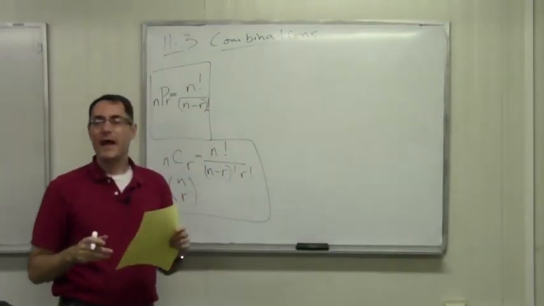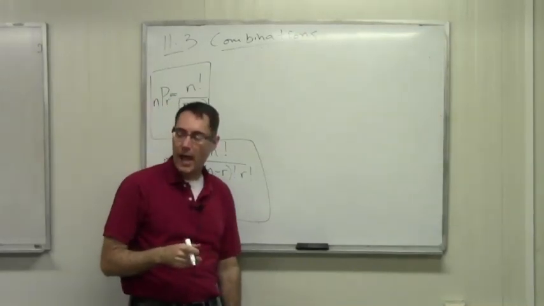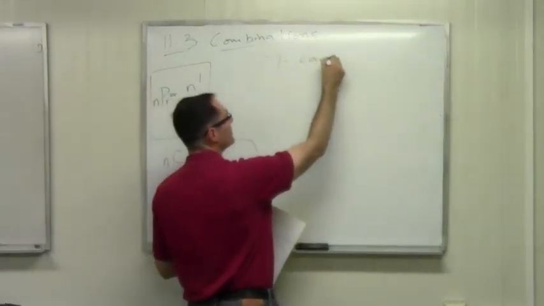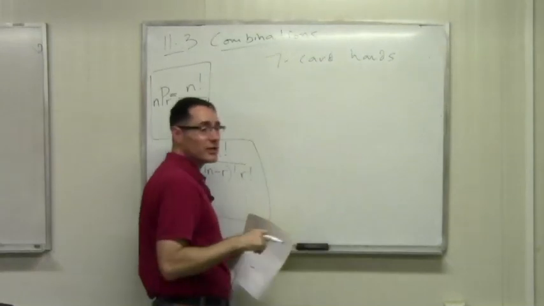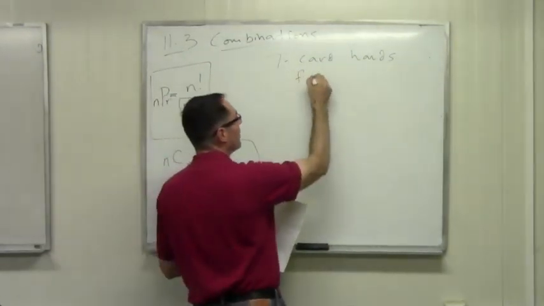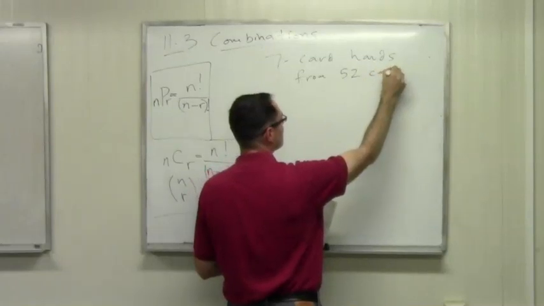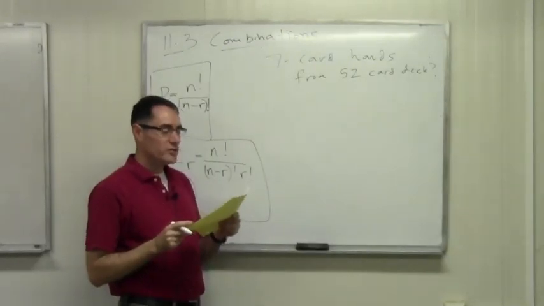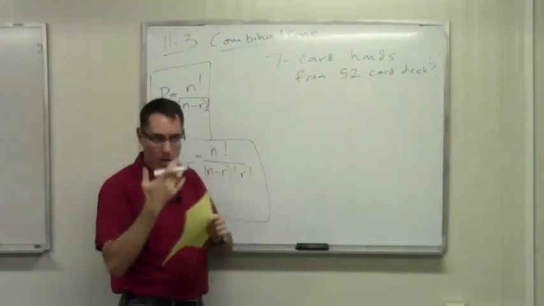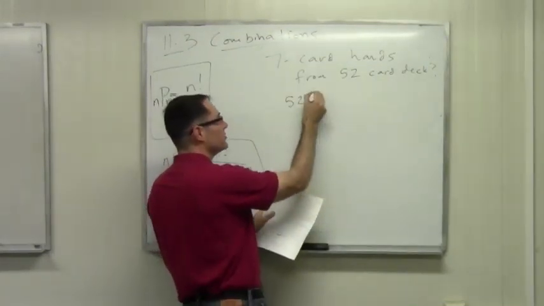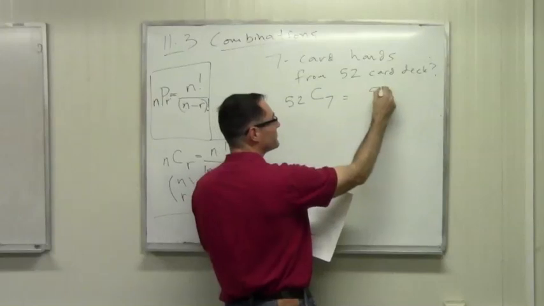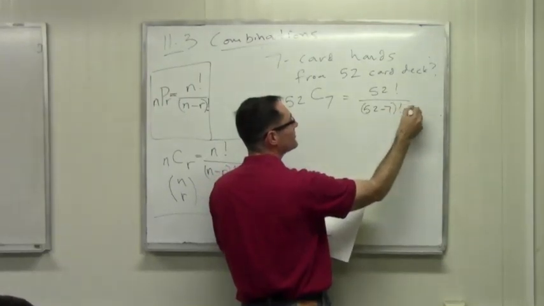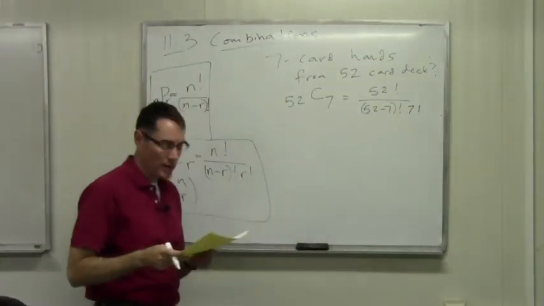Question. Anybody play poker in here? How many different 7-card hands can be dealt from a standard deck? How many cards are in a standard deck? 52. From 52 distinct cards. How many 7-card hands from a 52-card deck? Does the order matter? You reorder them in your hand. The order doesn't matter. So it's simply 52 choose 7, or 52 factorial divided by 52 minus 7 factorial times 7 factorial, which is what?